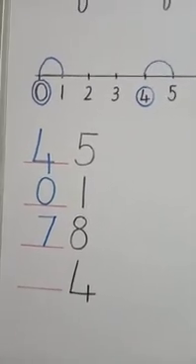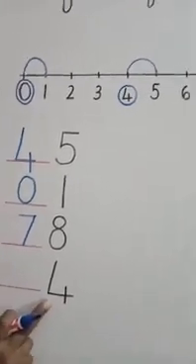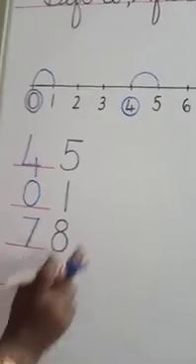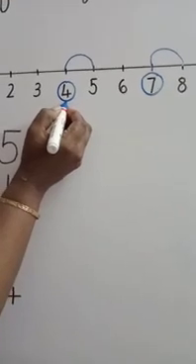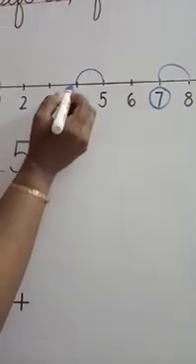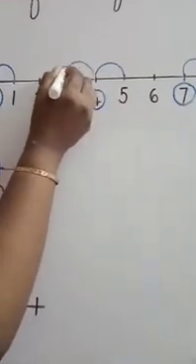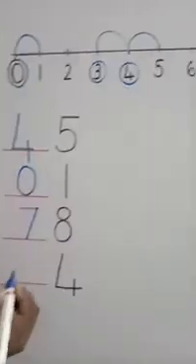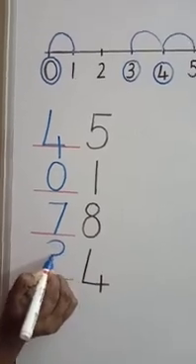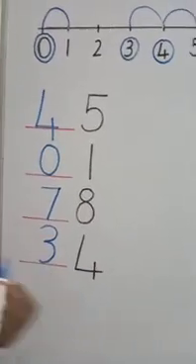Now the last one, which number is this? 4. Can you search for number 4 here? Yes, I got it here. So this is number 4. I have to find the number which comes before number 4. So where is before? Yes, this one. So who is this? Number 3. So I'm going to write number 3 here.